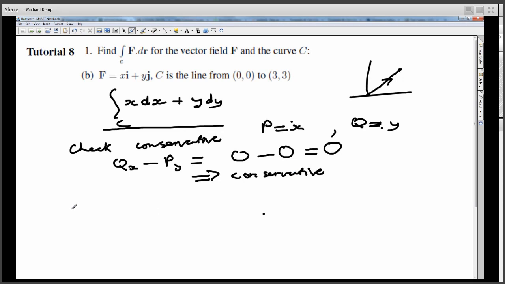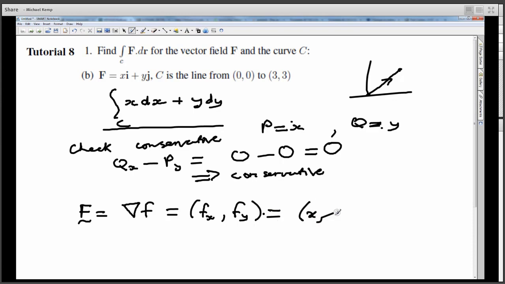And that means, in particular, that this function, capital F here, can be written as the gradient of some potential function, little f. The gradient of this little f would be the partial with respect to x, comma, the partial with respect to y. And we know that's going to equal capital F here: first component x, second component y. Now we can just try to solve it. So little f_x equals x is our first equation, and our second equation is little f_y equals y. Just do them one at a time.